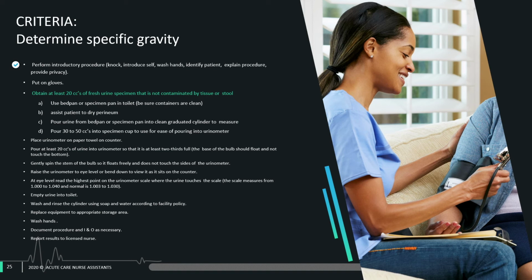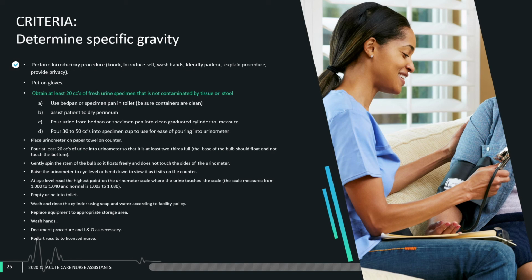Put on gloves. Obtain at least 20 cc of fresh urine specimen that is not contaminated by tissue or stool. Use bedpan or specimen pan in toilet. Be sure containers are clean. Assist patient to dry perineum.